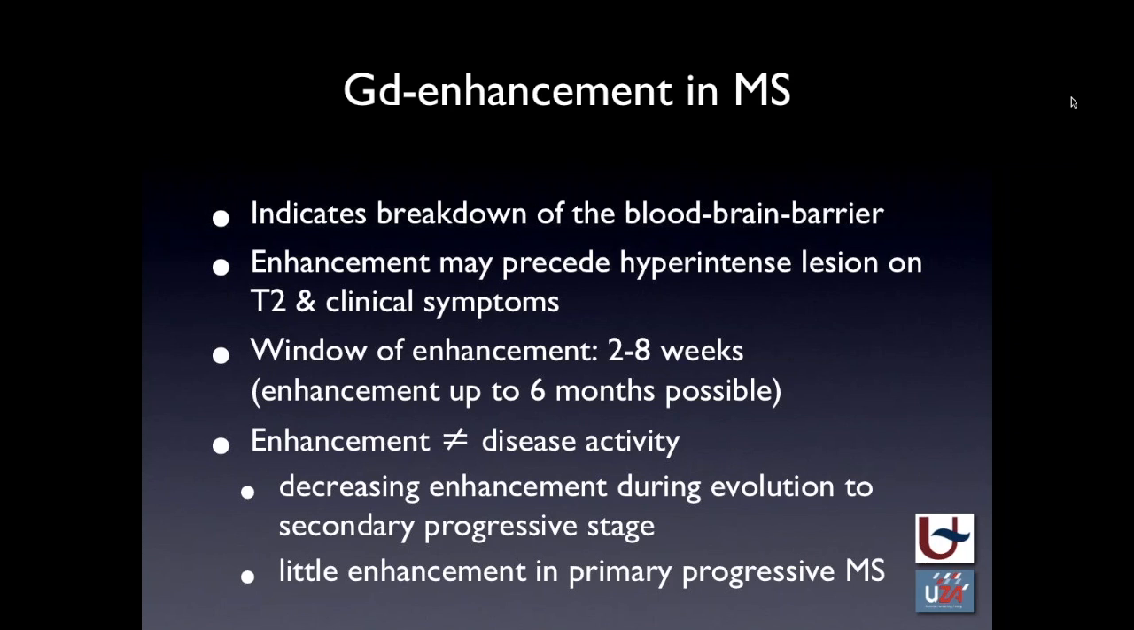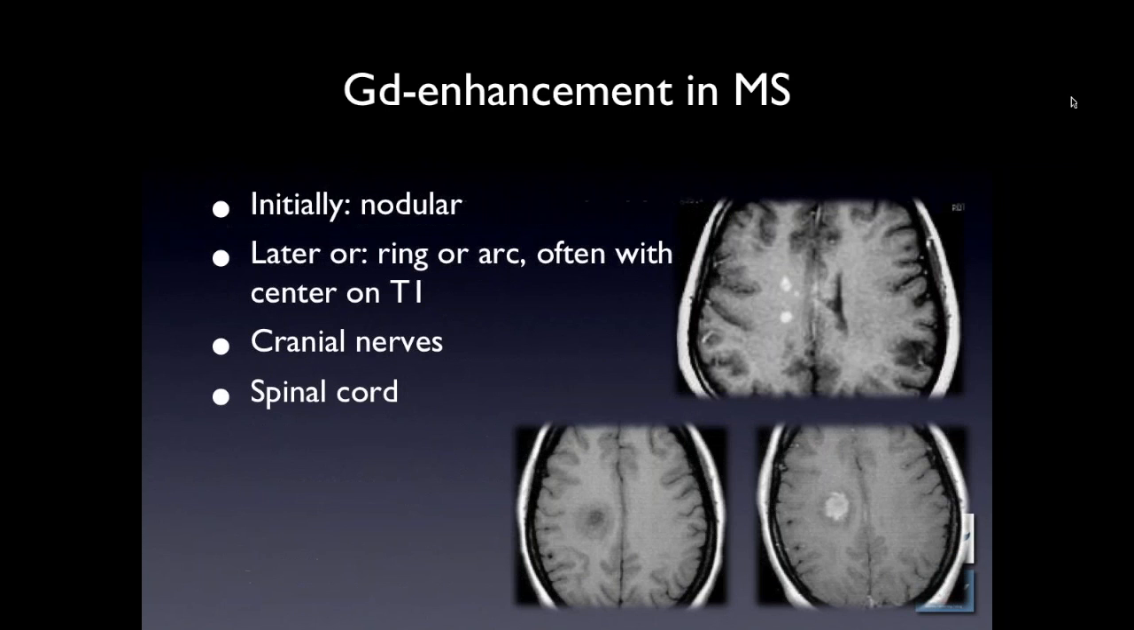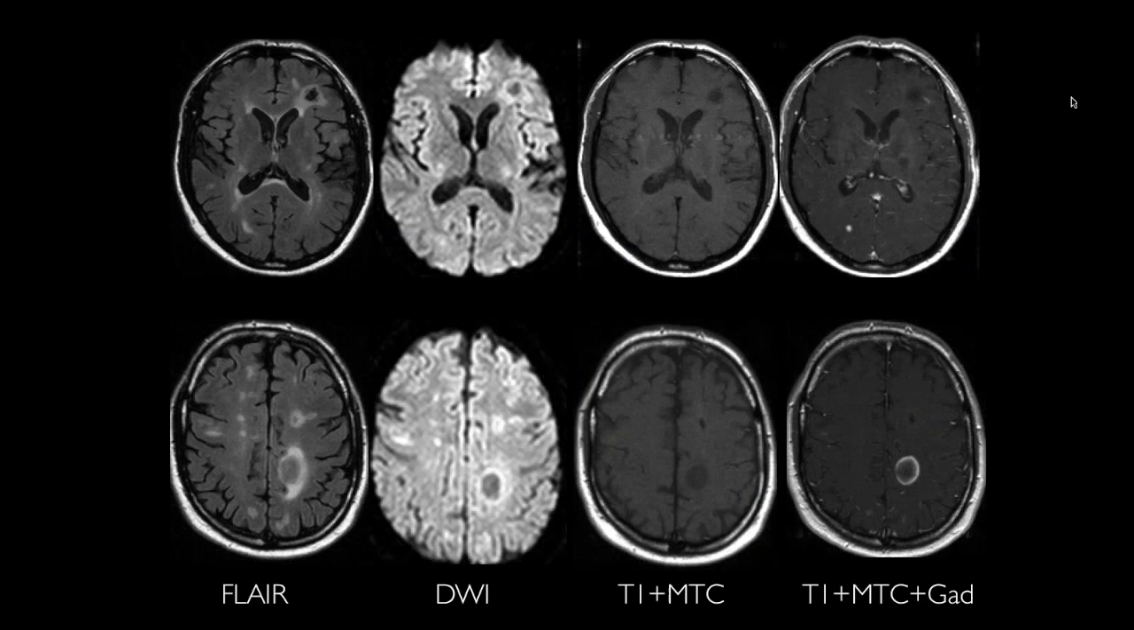Now, while enhancement is sort of an indicator for disease activity, it is not an absolute indicator because there's decreasing enhancement during the evolution to secondary progressive stage, and there is very little enhancement in primary progressive multiple sclerosis. Here you can see some examples. If you believe the theory, this enhancement in an acute lesion would be initially nodular. Later, in a reactivated plaque, the enhancement could be ring or arc-like. There might be enhancement of the cranial nerves and enhancement within the spinal cord. And this would be a typical multiple sclerosis patient.